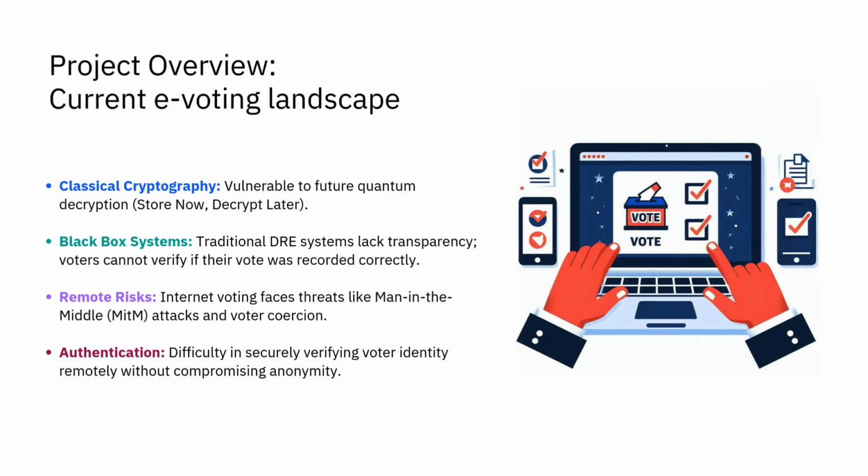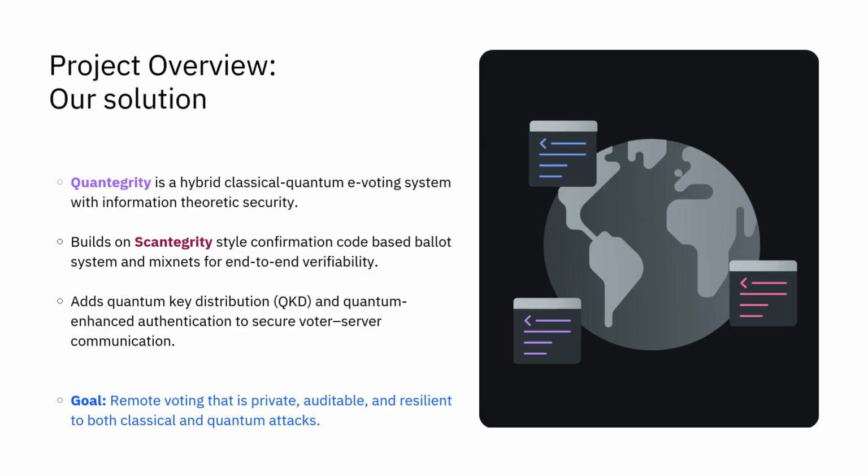Current e-voting systems have several problems. First, they are vulnerable to quantum attacks. Second, they often act as black boxes where voters cannot verify their vote. So, we need a system that solves the security issues and the algorithmic transparency. Our solution, Quantegrity, uses a novel QKD protocol to secure the transmission of data and vote authentication. We also use confirmation codes to ensure that voters can verify their vote wasn't tampered with.